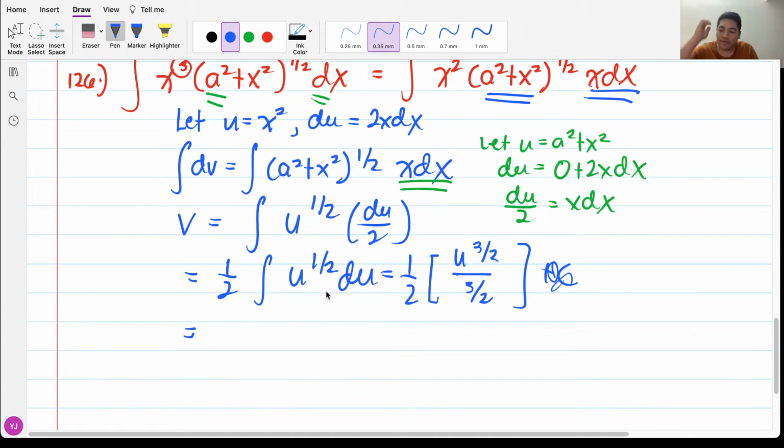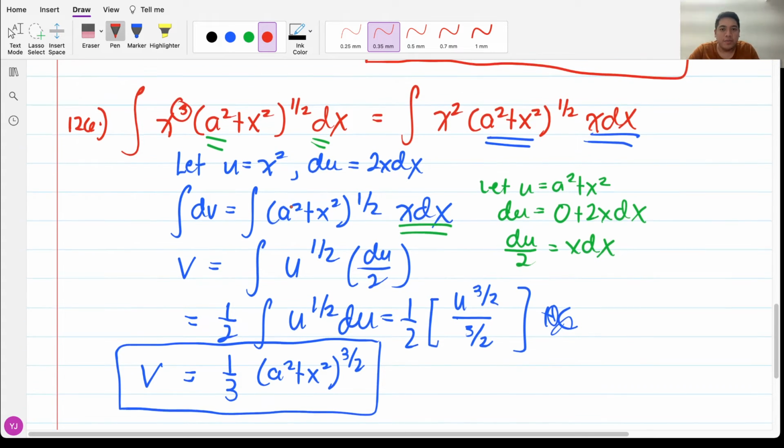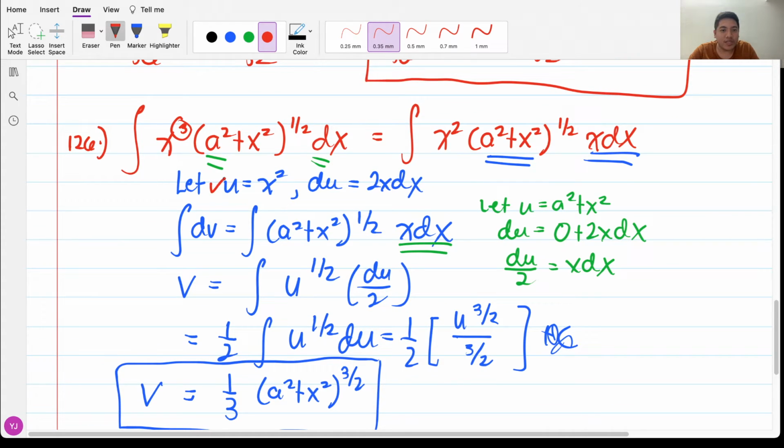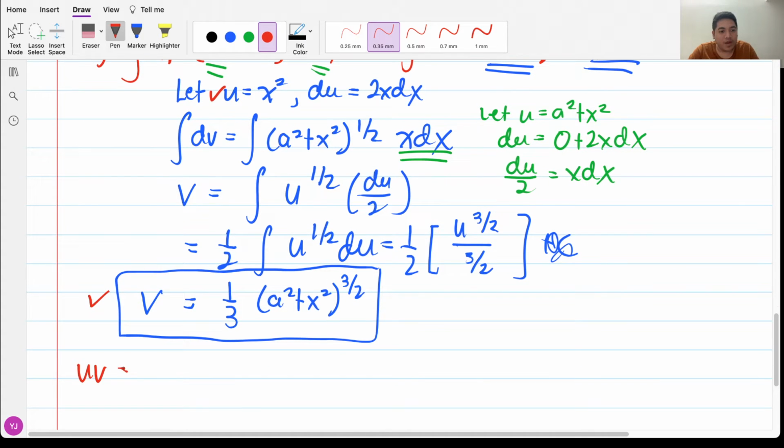So if we simplify this, it's just simply getting the reciprocal 2/3, 1/2 times 2/3, that's 1/3. The 2's will cancel. And the u is simply a^2 + x^2 raised to 3/2. So that is our v. Okay, so getting back, we have now our u, which is x^2. We have our v. We can get uv minus integral of v du.